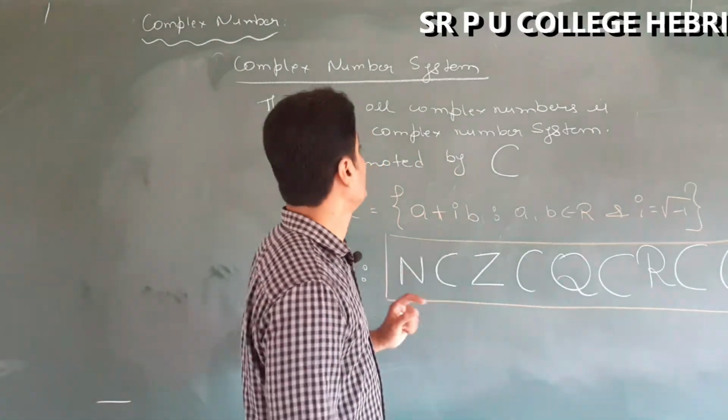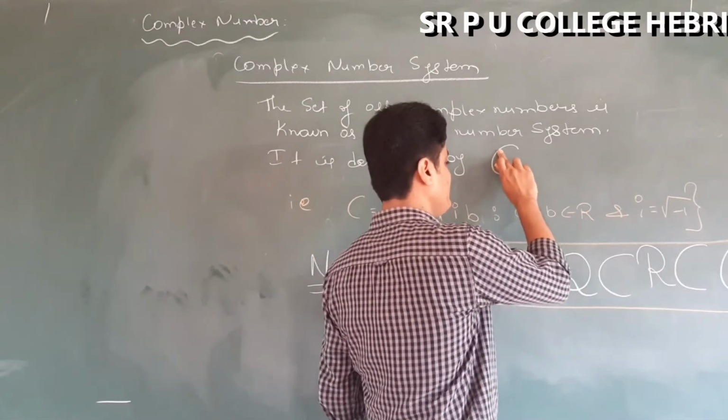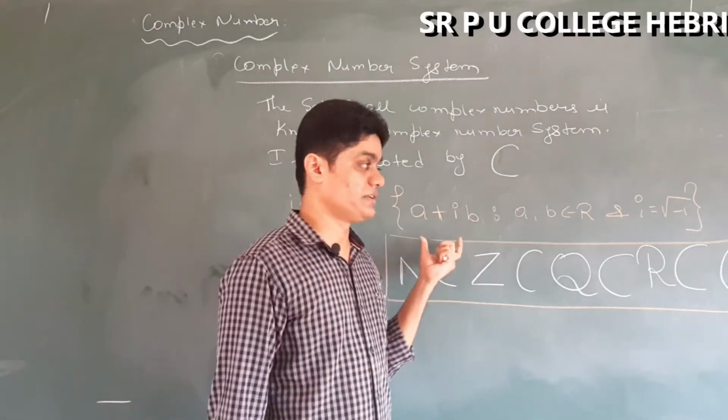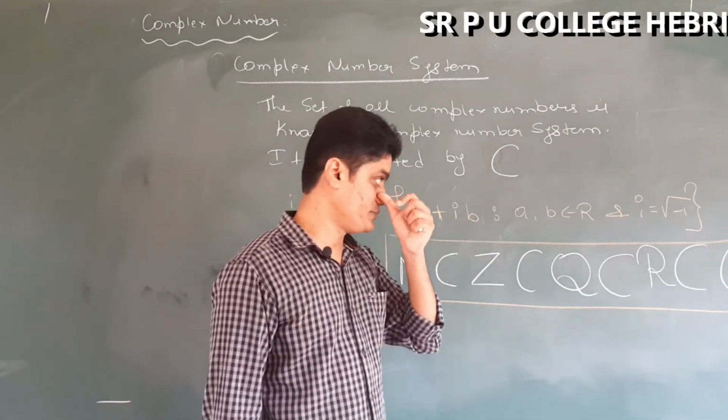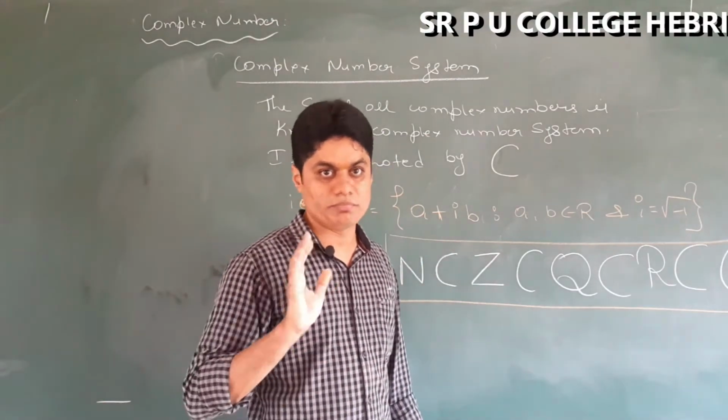So this is about the complex number system. Capital C; don't worry, just let it be C only. But it should come like this in our set builder form: a plus ib, where a, b belongs to R and i is equal to root of minus 1. I hope you understood what I mean by the complex number system.